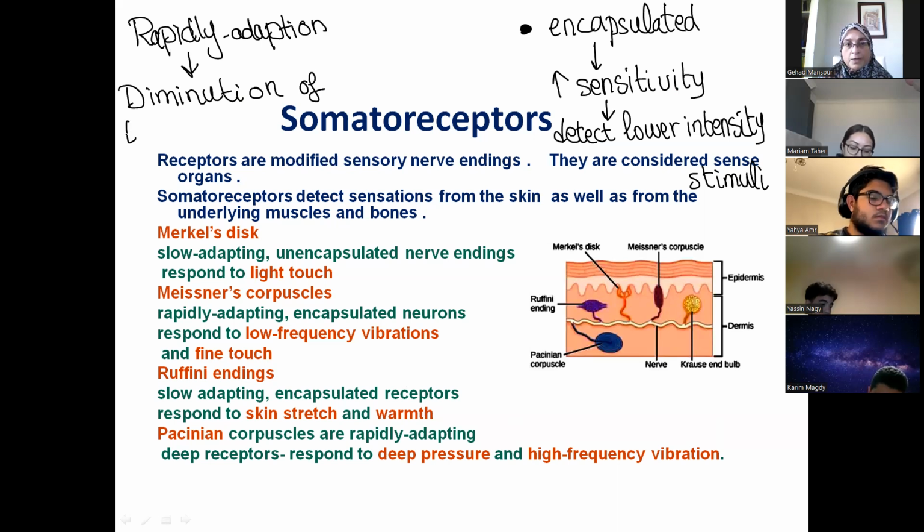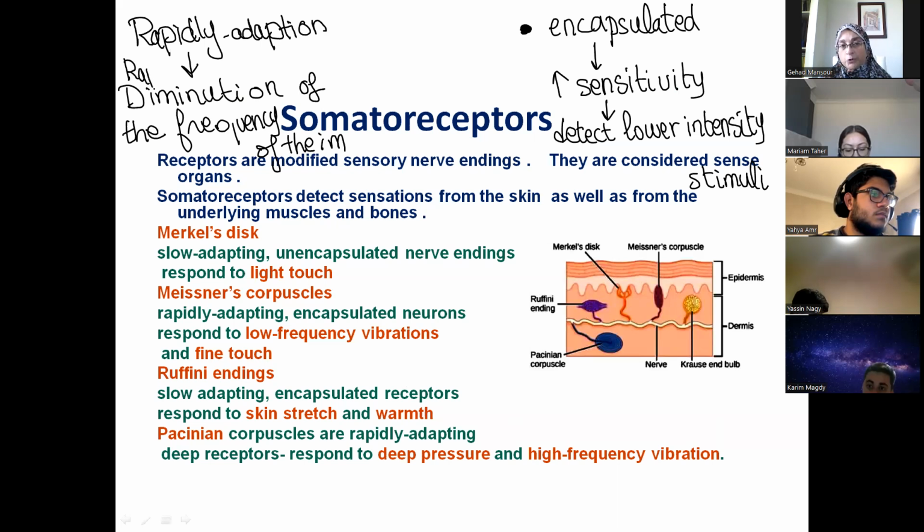So there is diminution of the frequency of the nerve impulses that is sent to the central nervous system. Diminution of the frequency of the impulses rapidly. There is rapid diminution of the frequency of the impulses that are sent to the central nervous system. So one is related to sensitivity, and one is related to the duration of being excited and sending impulses to the central nervous system.